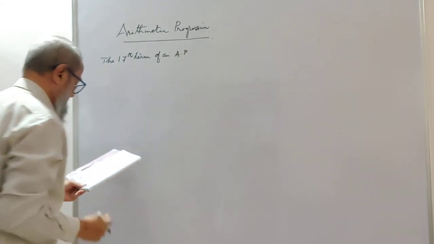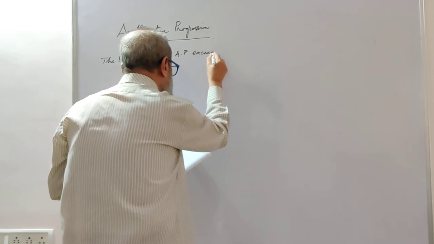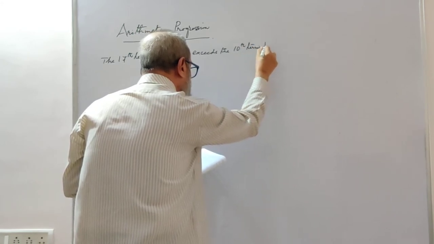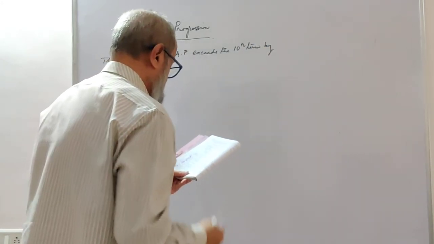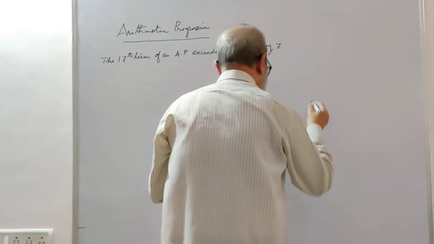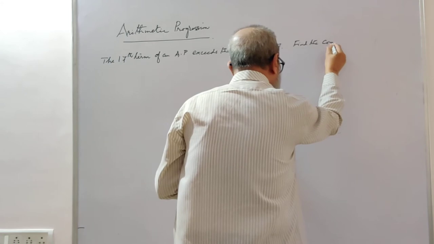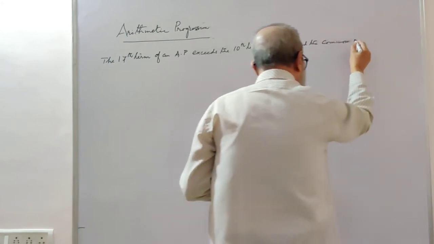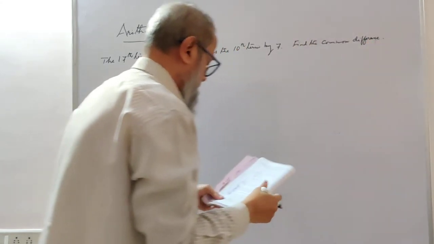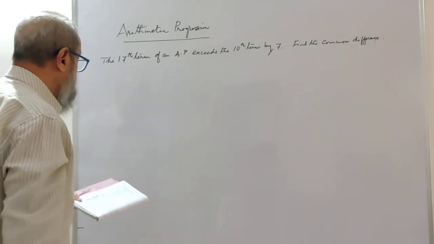The 17th term of an AP exceeds the 10th term by 7. Find the common difference. This is another problem from the textbook, your prescribed textbook I have taken. Now, this is the problem.